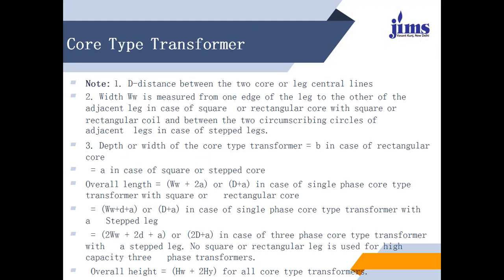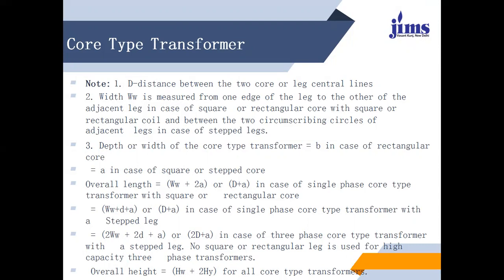Notable point for this one: first, D is assumed as the distance between the two core leg central lines. WW is assumed as the width measured from one edge of the leg to the other edge of the adjacent leg in case of a square or rectangular core with square or rectangular coil, and between the two circumscribing circles of adjacent legs in case of a stepped leg. Depth or width of the core type transformer will be assumed as B in case of a rectangular core, and A in case of a square or stepped core.